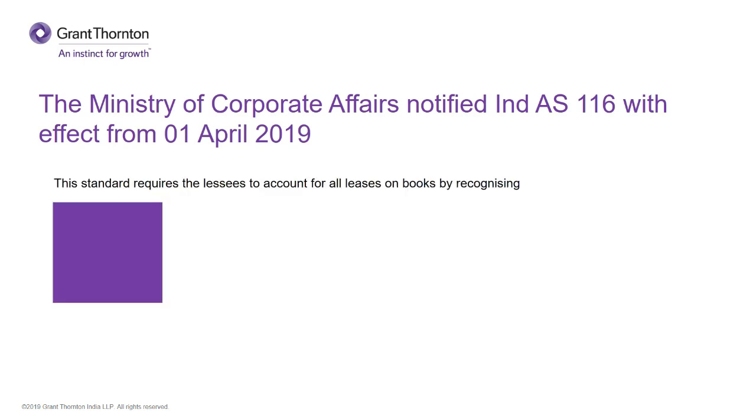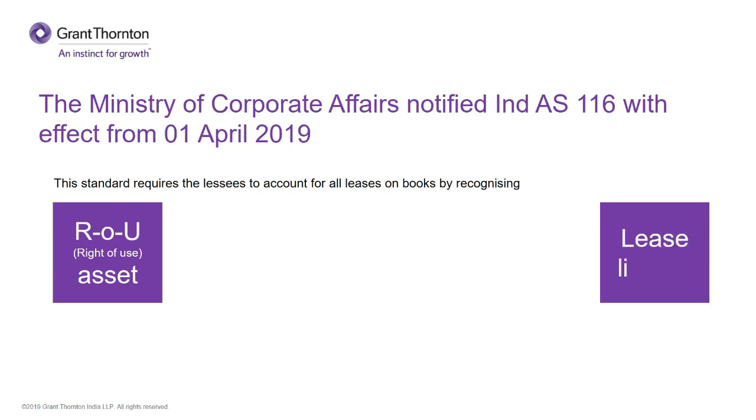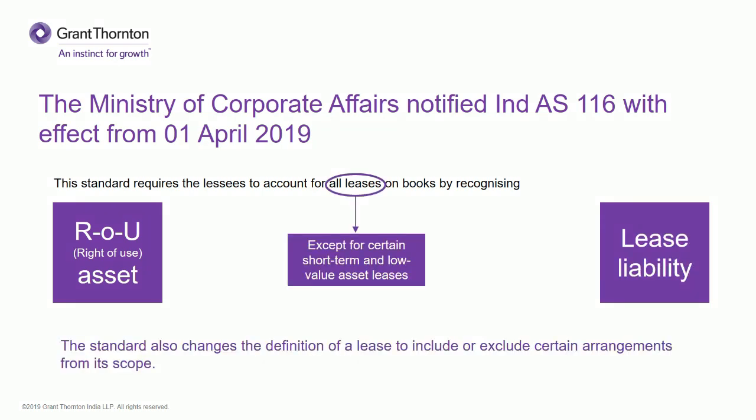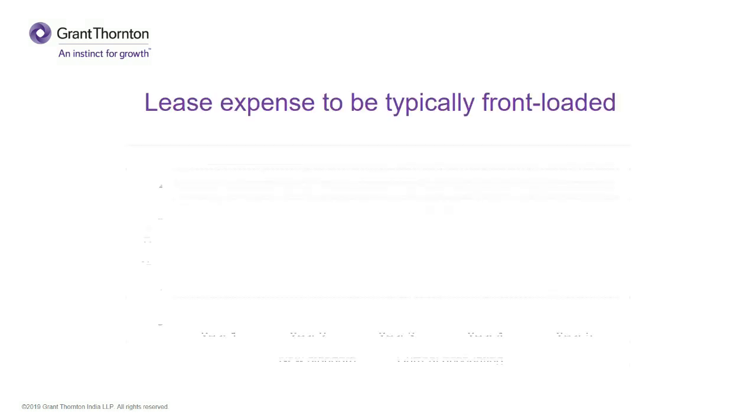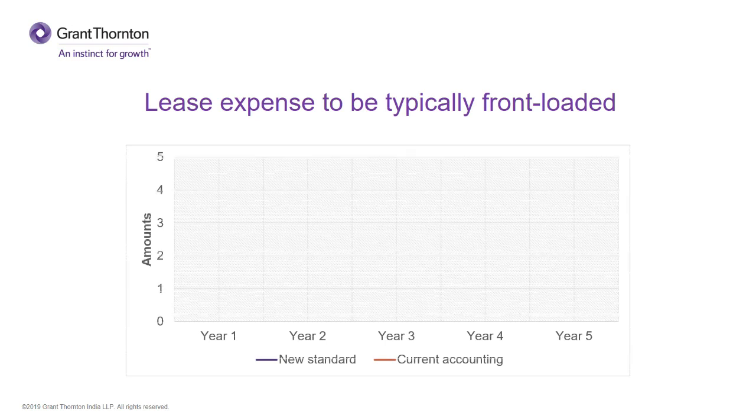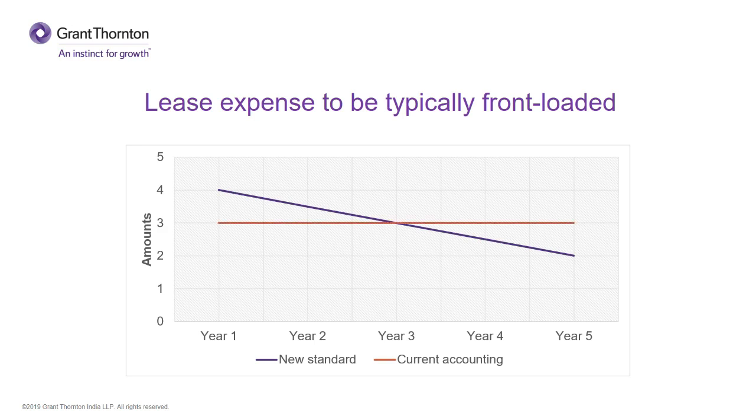This standard requires the lessees to account for all leases on books by recognizing a right-of-use asset and a corresponding lease liability, with certain exceptions. Further, the lease expense affecting the P&L, by way of interest and depreciation, will typically be front-loaded and would reduce the reportable net profit during the initial years of the lease. The standard also changes the definition of a lease, which would include or exclude certain arrangements from its scope.